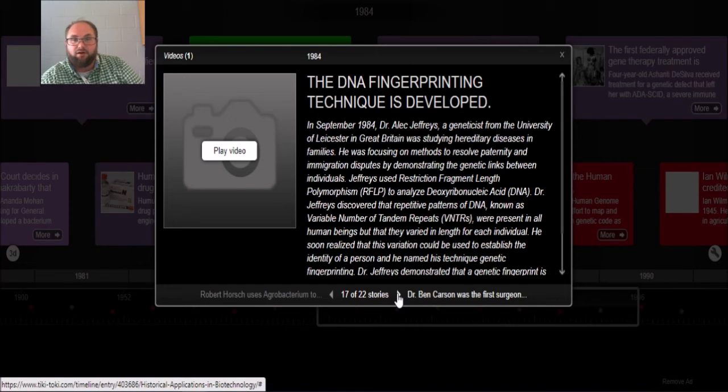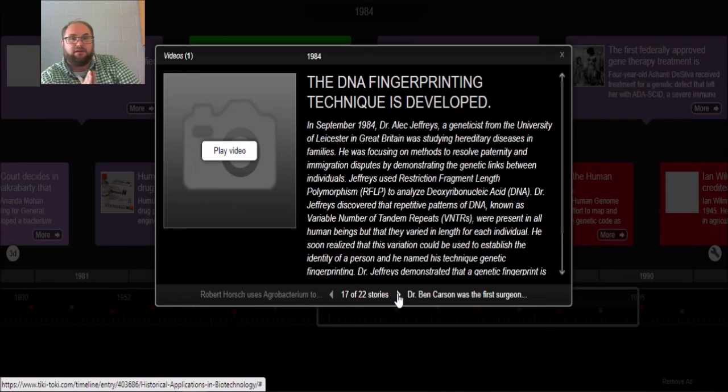Now, in 1984, Dr. Alec Jeffreys, a geneticist at the University of Leicester in Great Britain, who was studying hereditary diseases, began to focus on how you could prove people were related to one another. And he developed a technique called DNA fingerprinting. Basically, it allows an individual to run DNA sequences and compare them. And the closer a DNA sequence is to another, the more closely related those individuals could be.